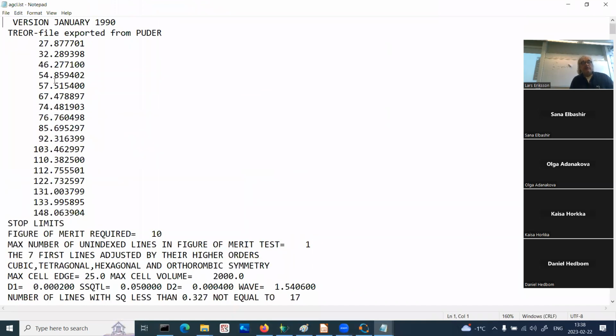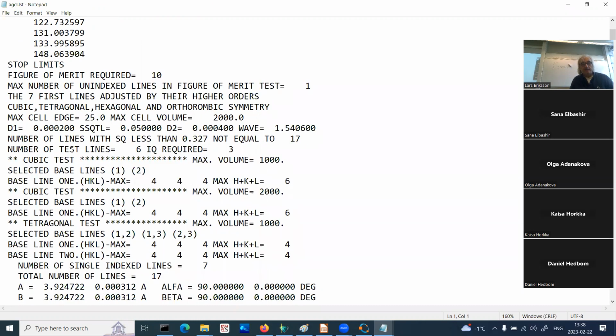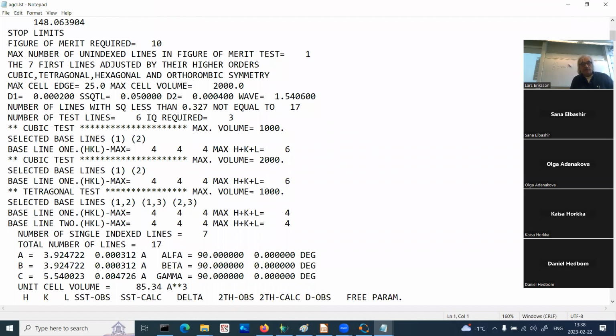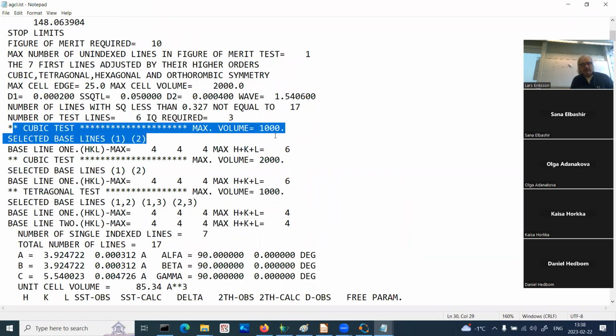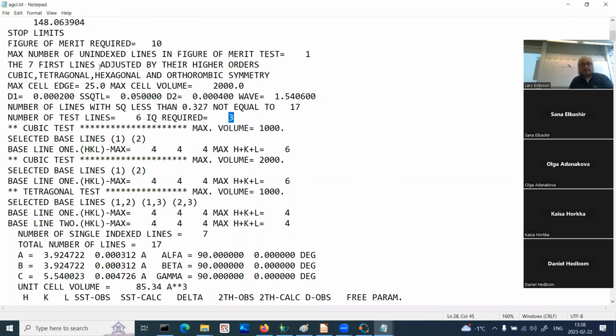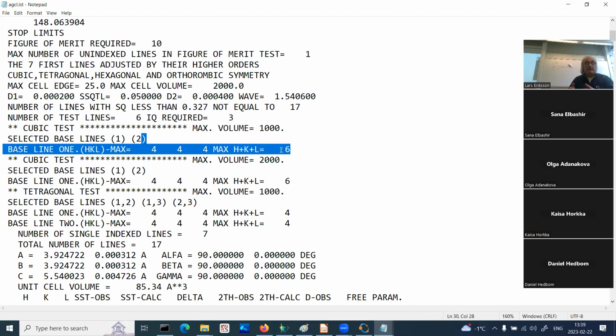First is just an echo of the input file and some information on how it will perform the different tests. It makes a cubic test and selects two different baselines, number 1 and number 2, and it also selects maximum HKL values of 444 and a maximum sum of 6 that delimits the number of possible values for the first line.